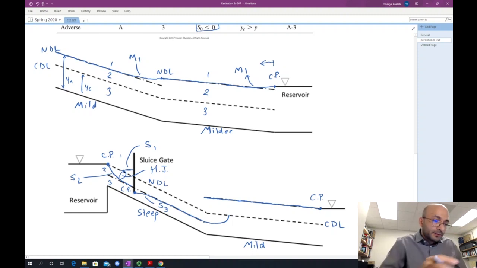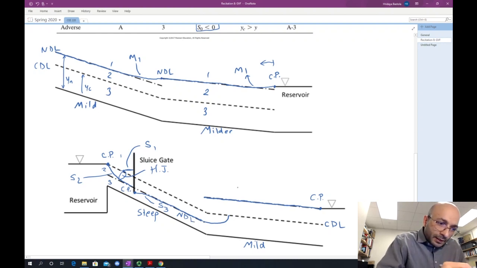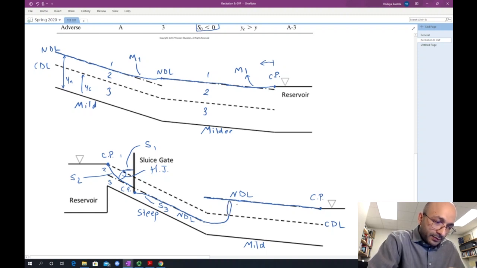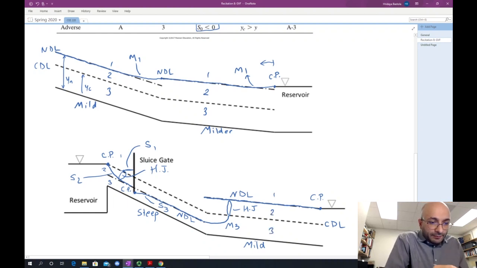Oh, here is that. So we already have critical depth line, so this one here is normal depth line. And this is also a normal depth line. Okay. So this is the first possible location of your hydraulic jump. This curve down here is M3 because it falls in region 3. So 1, 2, 3.